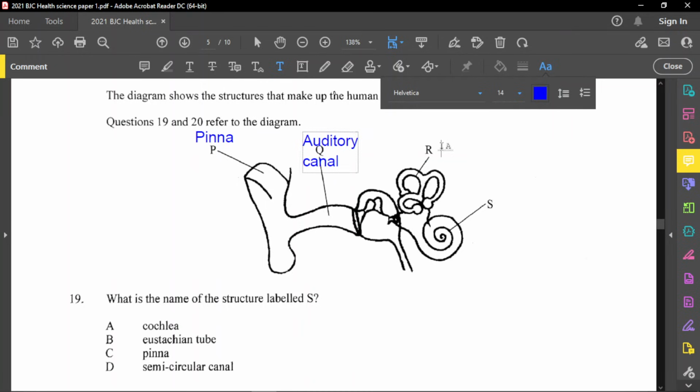All right, and R now is what they call a semicircular canal. So this is a semicircular canal. And then S, which is called a cochlea. So S is the cochlea. All right, and then this tube-like thing coming down here, we have what they call a eustachian tube. All right, so that's the eustachian tube.